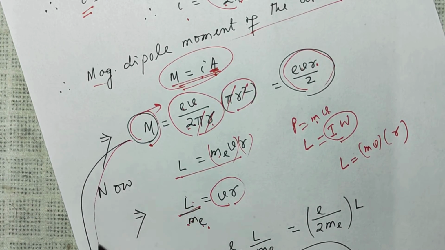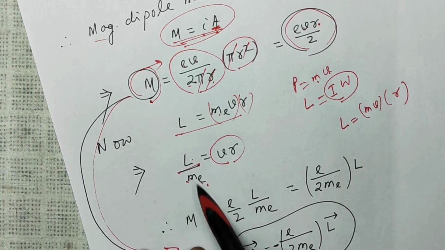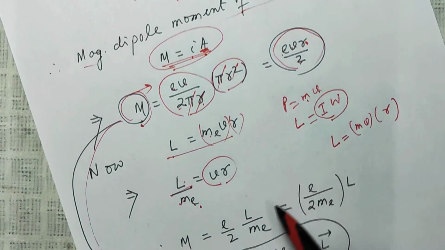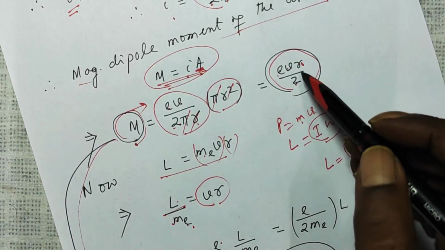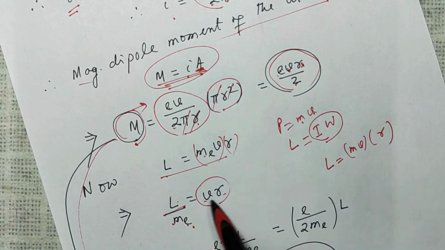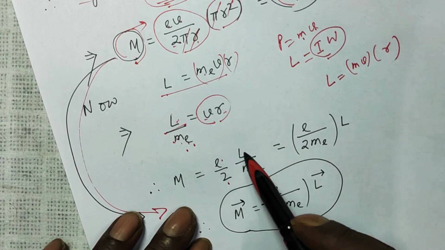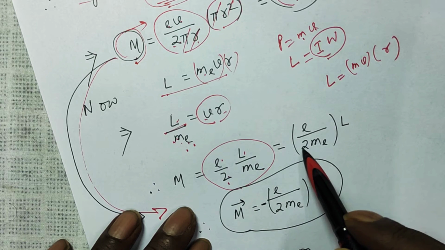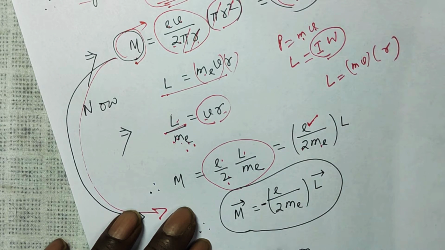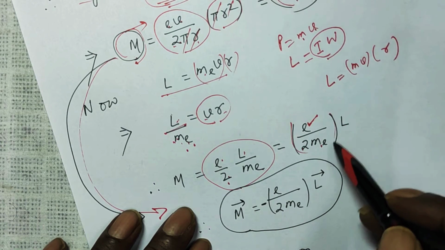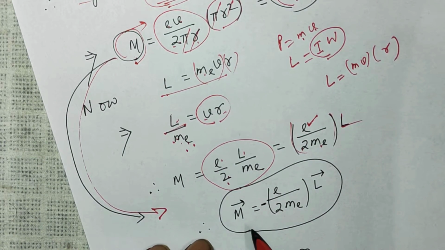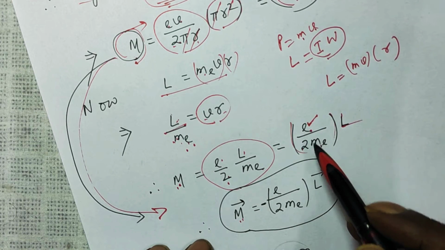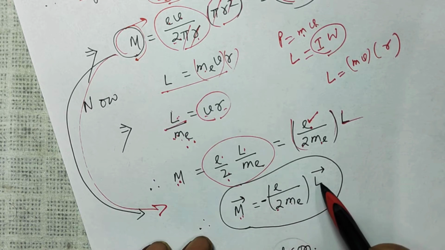So this expression M, which is evr over 2, reduces to e by 2 times vr. For vr, I substitute L by m e. L by m e. So I keep this mass of the electron along with 2, because this is a constant, charge of the electron is constant. So some constant into angular momentum. So your magnetic dipole moment M is equal to minus e over 2 times mass of the electron times the angular momentum.